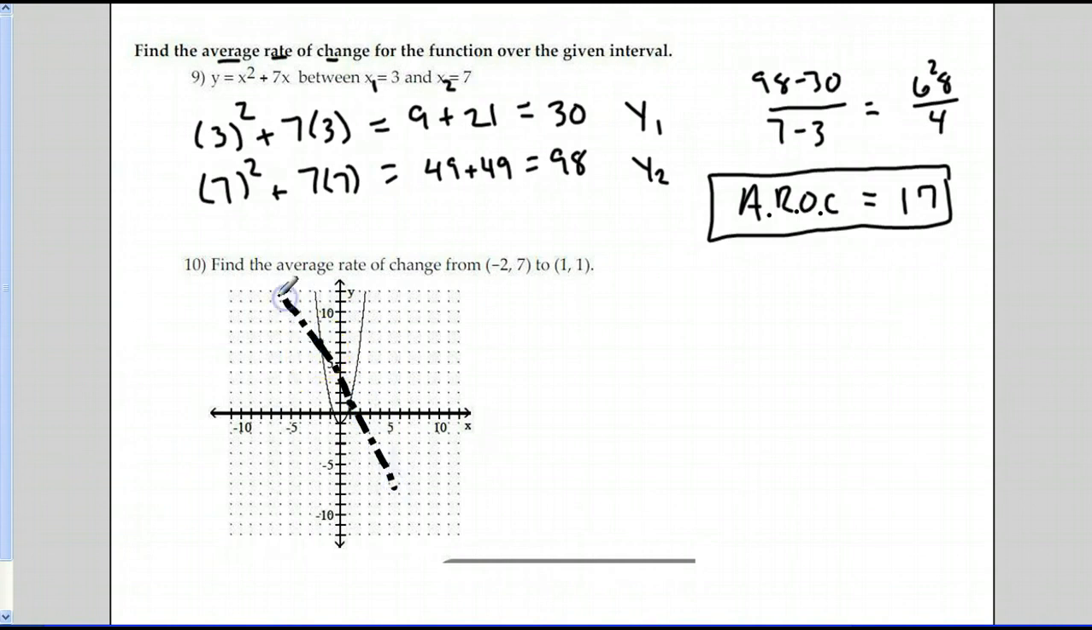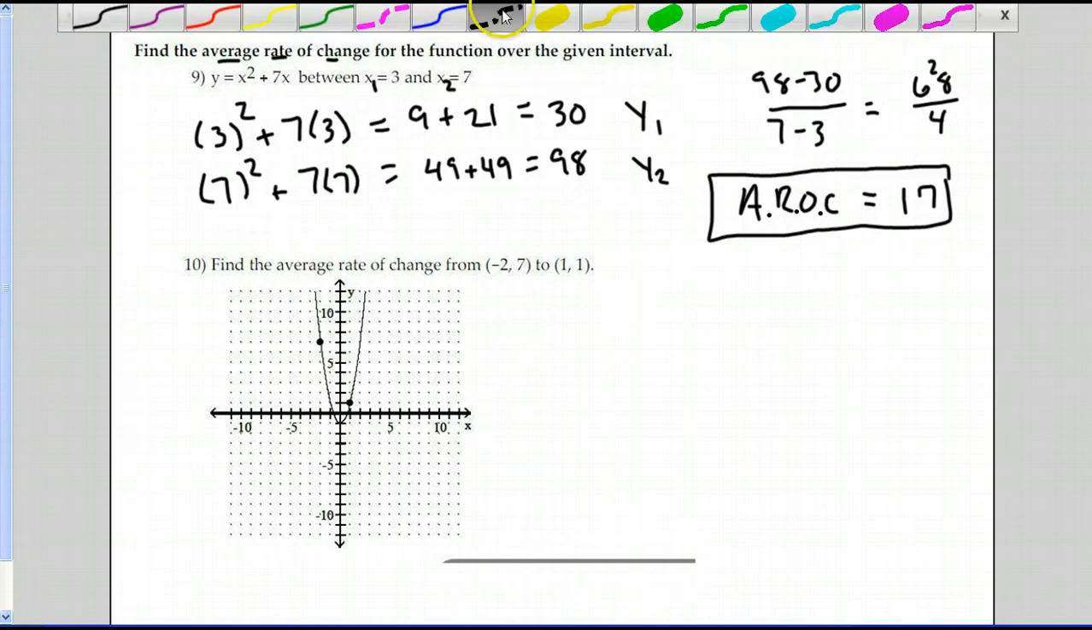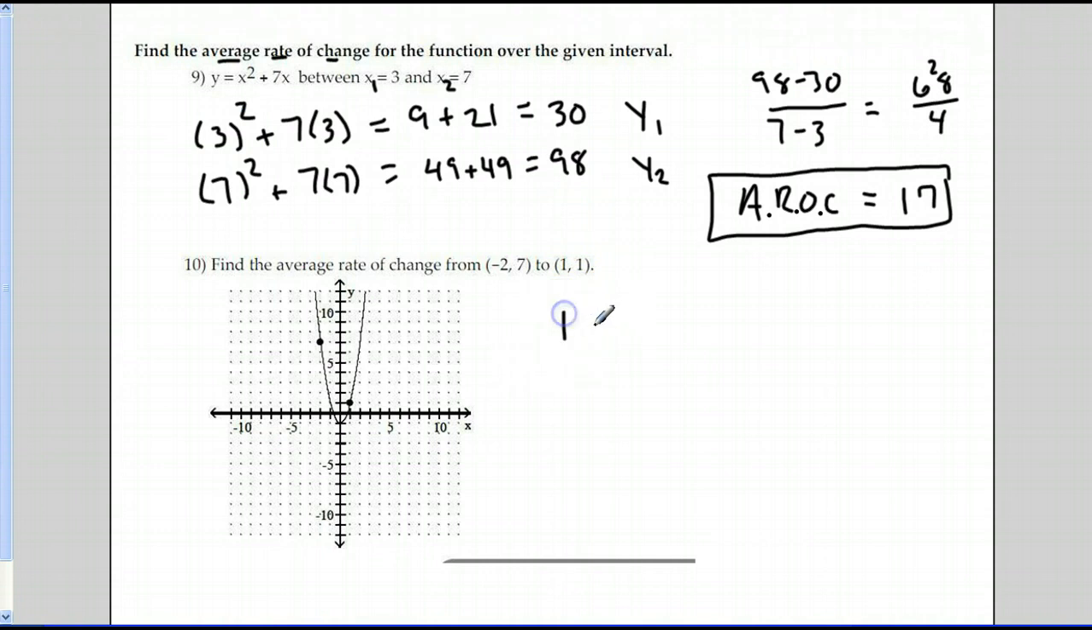That's technically not really even there. Okay, so you're finding the slope of that line. So again, y2 minus y1 over x2 minus x1. 1 minus 7 is -6. 1 plus 2 is 3. So over that interval we got a slope, or an average rate of change, of -2.